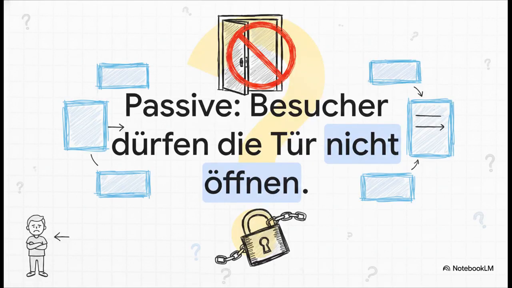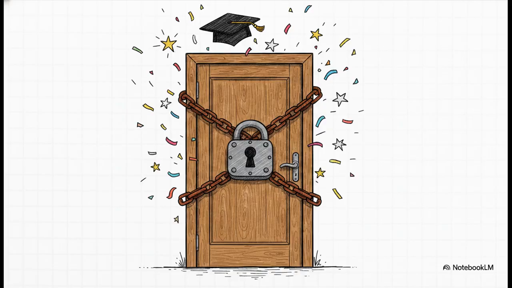Let's do one final challenge to deeply solidify this concept before we wrap up. This one involves a strict prohibition. The active sentence is, die Besucher dürfen die Tür nicht öffnen. The visitors must not open the door. Remember the rules. Pause the explainer and build that passive sentence. All right, let's check your work. The answer is, die Tür darf nicht geöffnet werden.